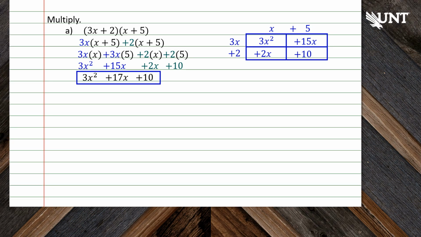And what you'll notice is these numbers look familiar. Each of these areas was our 4 terms, but also we need to combine any like terms. Notice 3x squared is the only x squared term, but we do have 2x and 15x in 2 of the squares. They are like terms and can be combined to form a positive 17x. And then the last remaining square is the constant plus 10.